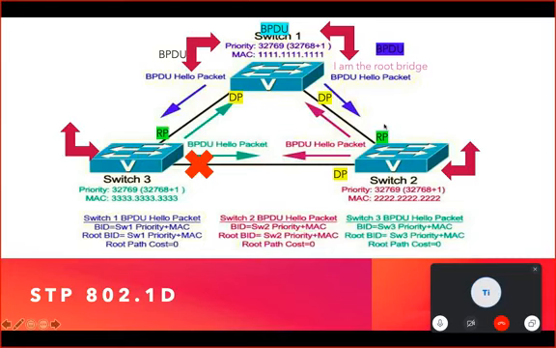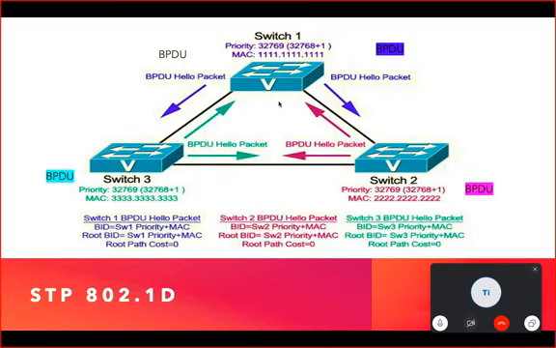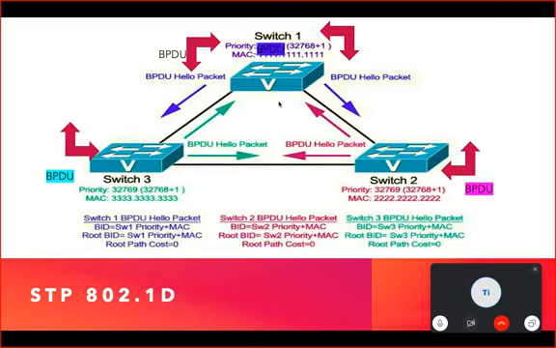When we have three switches, each switch will say, I am the root bridge. And for the election process, each switch will send the BPDU, bridge protocol data unit. Each switch will send it every 3 seconds. Every 3 seconds, they will share the BPDU with each other. BPDU is a bridge protocol data unit, which contains the switch priority plus the MAC address of that particular switch.